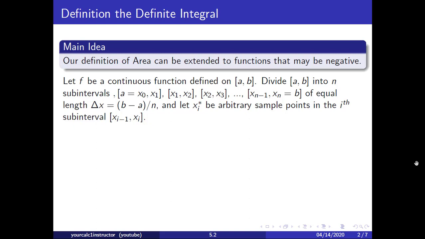And then what we do is we let x sub i star just be arbitrary sample points, numbers that live in the ith subinterval. So you'll pick some x sub 1 star that is between x0 and x1. You'll pick an x sub 2 star that's between x1 and x2, and so on and so forth.